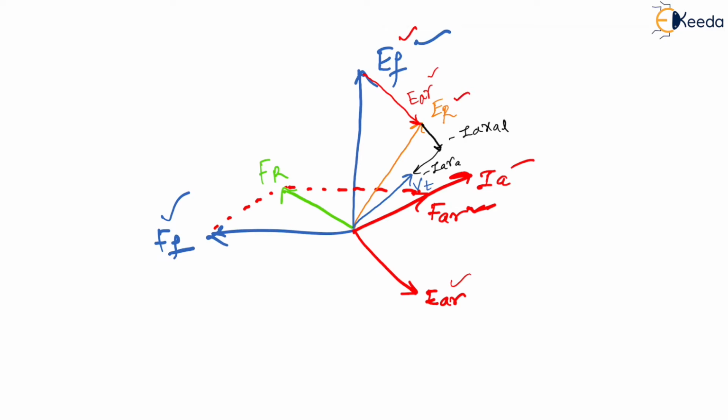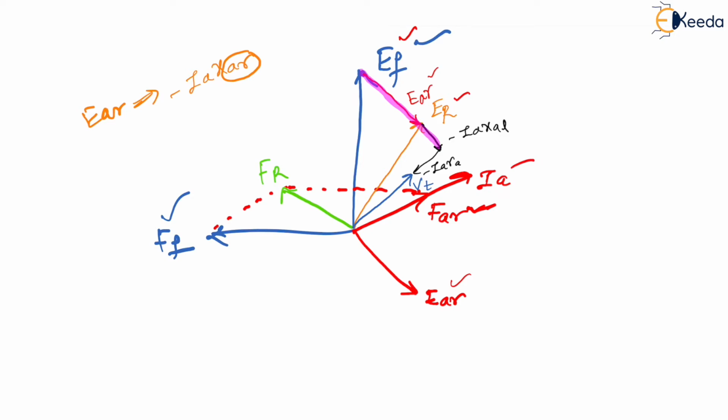Now if you observe what has happened here: this particular EAR and my minus IAXAL drop, they are in line or not? Yes, they are in line. Am I correct? They are in line, which means this EAR is nothing but, it shows you minus IAXAR drop. AR, because of armature reaction drop. That is what it is trying to show you.